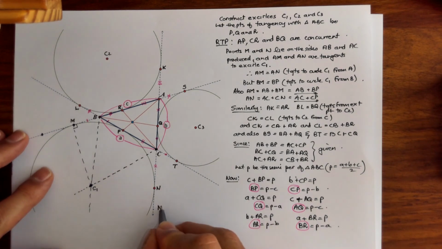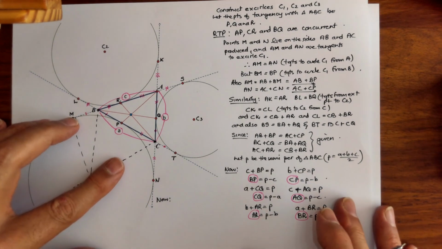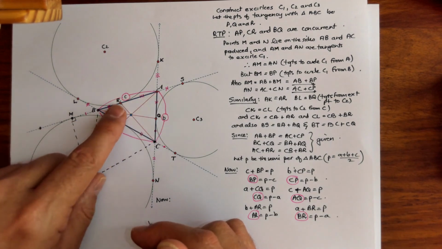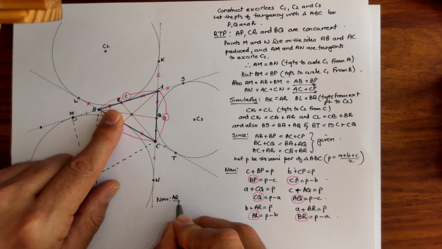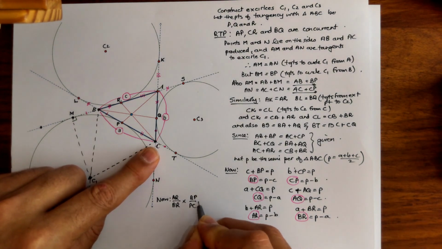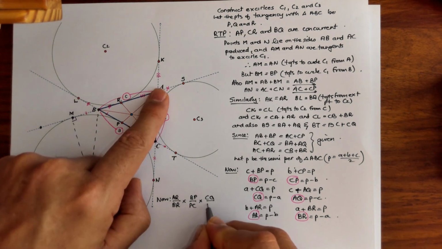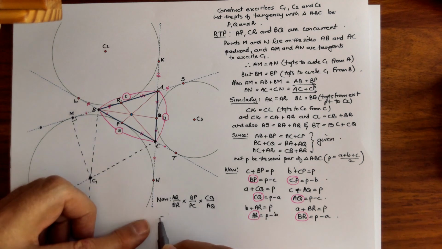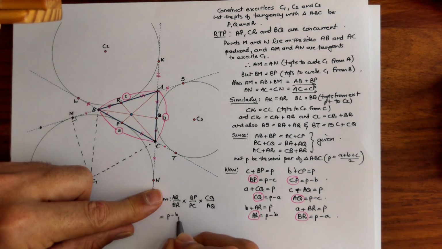So now, finally, we're going to say what is AR over RB, AR over BR multiplied by BP over PC multiplied by CQ over AQ. That's what we're looking at. And if that is 1, Ceva will help us out. AR is P minus B. BR over here is P minus A.